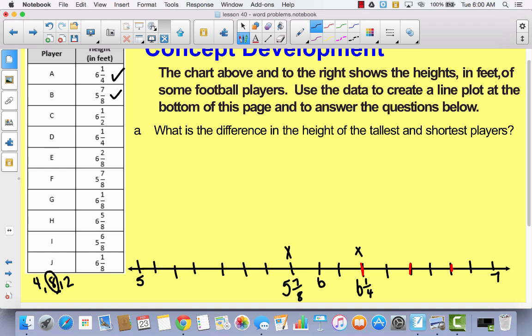All right, so now I've got to do 6 1/2. So if these are eighths, I can just count over how many eighths are in a half. What's half of 8? 4. So 6 and 4/8 is half. So 1/8, 2/8, 3/8, 4/8. This is the same thing as 6 and a half.